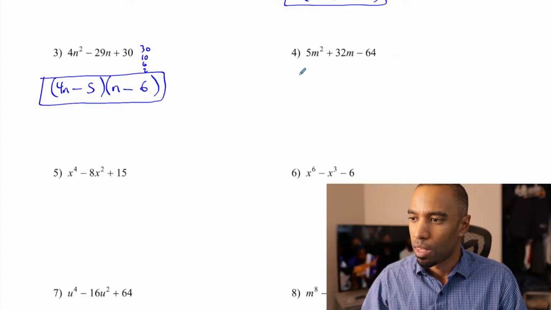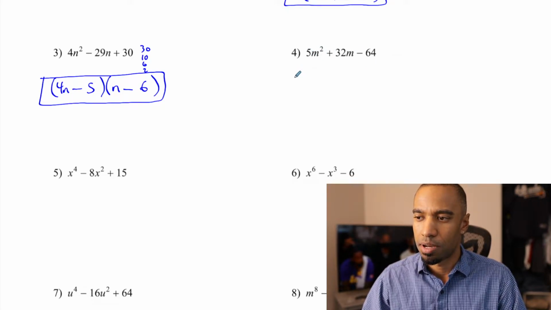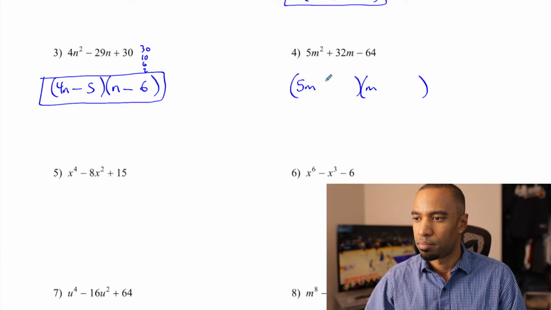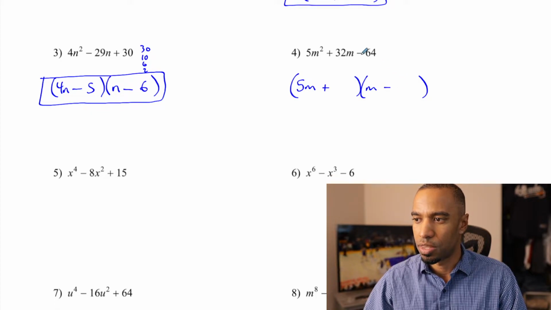Number 4. 5 is a prime number, so this will be some sort of 5m times m. And then plus minus here with a negative product.